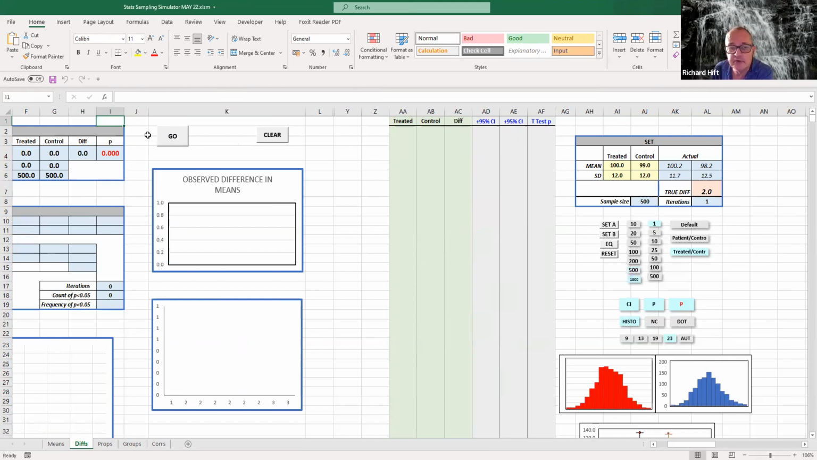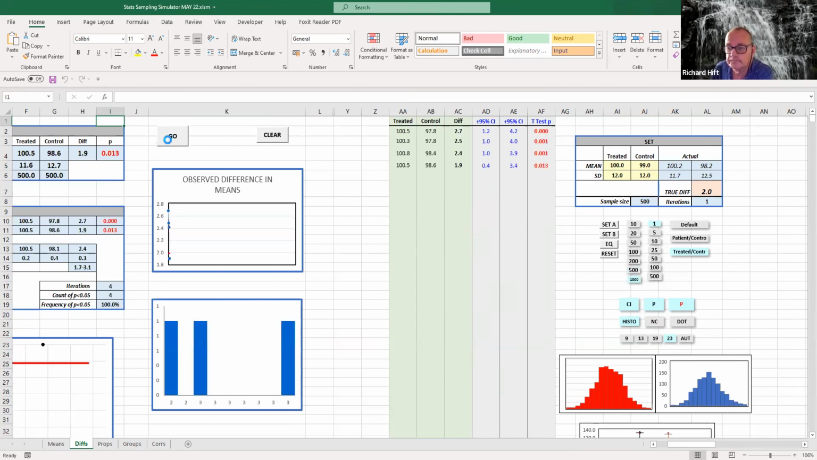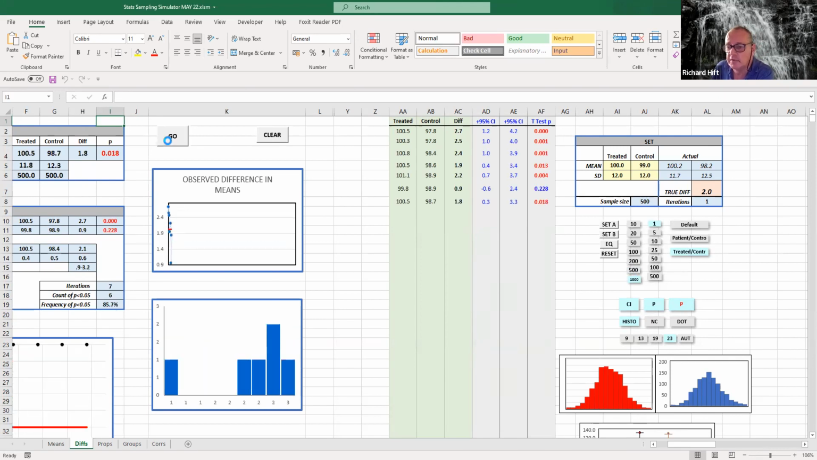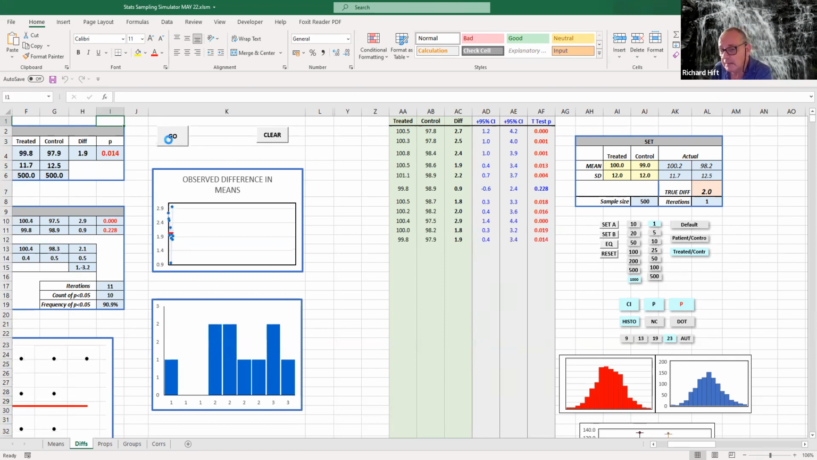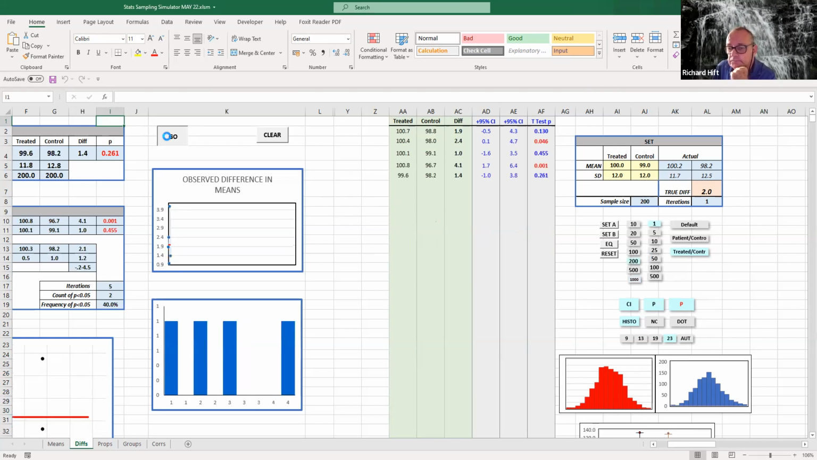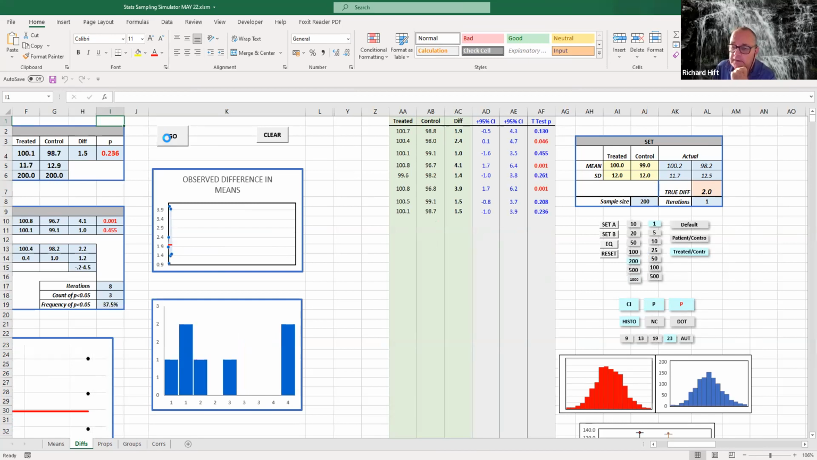If we set this on 1,000, we've actually now got, well, not quite 100% power, but almost. We are very reliably picking up significance. If we go to a sample size of 200, we're picking up significance about half the time. In other words, our power is now about 50%.